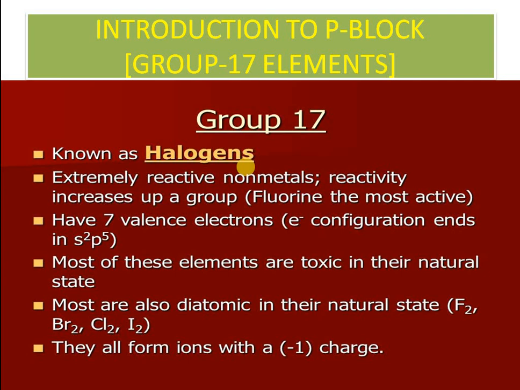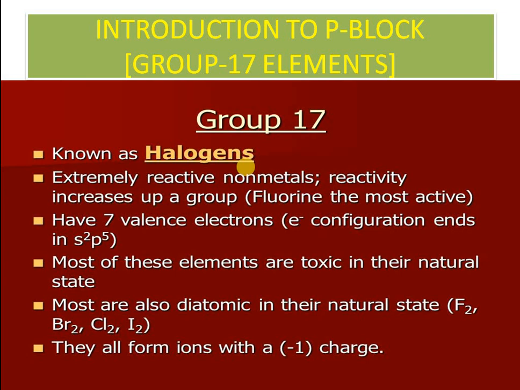These are non-metals and very reactive, and the most reactive non-metal is fluorine, then the other halogens. The general electronic configuration is ns2 np5. These elements are toxic, which means that if fluorine is inhaled, it can prove fatal depending on the concentration. Most of these non-metals exist in the diatomic state, like fluorine F2, Cl2, Br2, I2, and all have low polar covalent bonds.